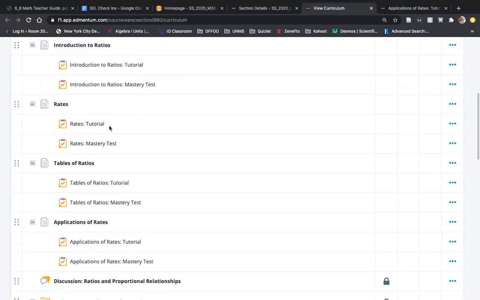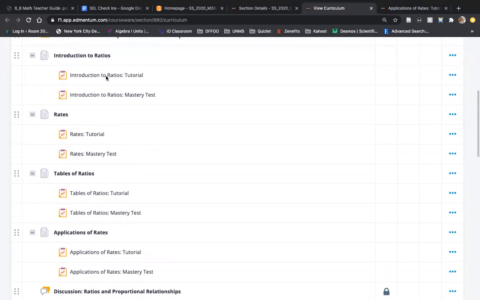So up to this point, after today, you should have these first 4 lessons complete, right? That means that you went through the tutorial, you answered the questions there, you went to the mastery test, you got an 80. Same thing for rates, table of ratios, application of rates, right? So for all 4 of these mastery tests, at the end of today you should be up to at least an 80. And if I see that you're taking it, but you're not quite getting there, that's fine, right? I want you to attempt it, and then I can always unlock it to give you another attempt, right?